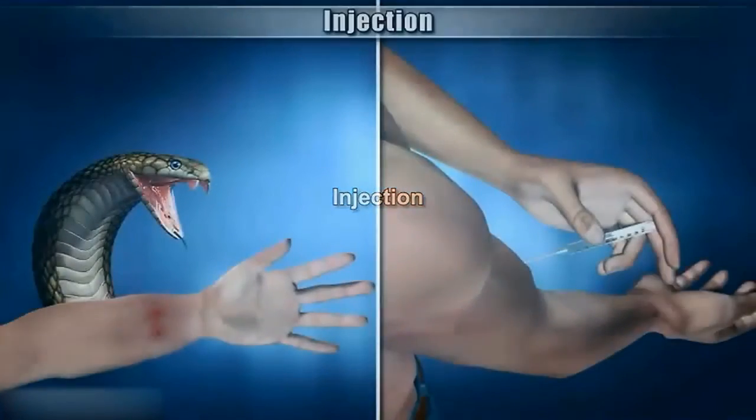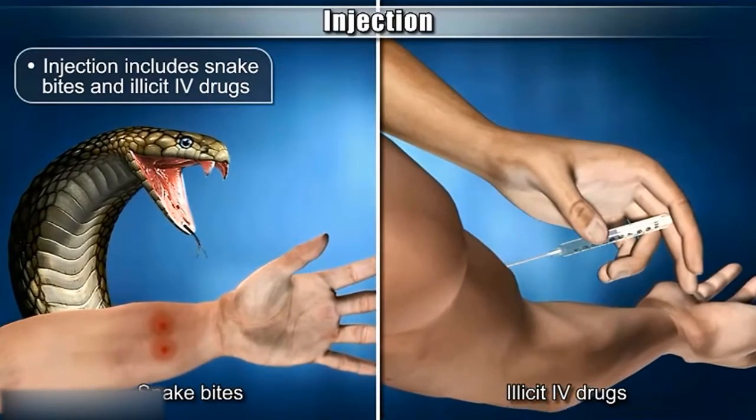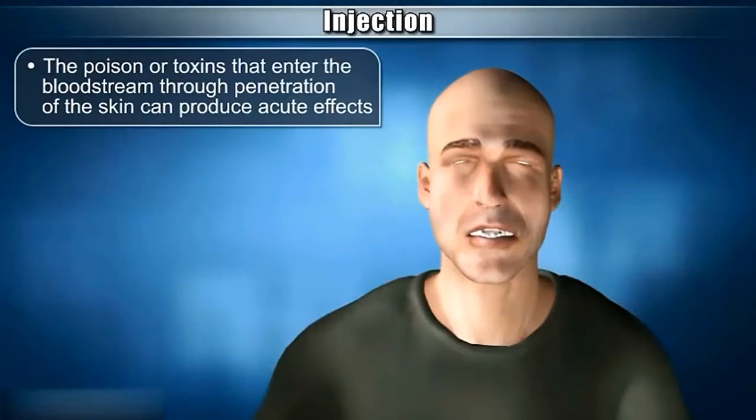Injection. Injection includes snake bites and illicit IV drugs. The poison or toxins that enter the bloodstream through penetration of the skin can produce acute effects.